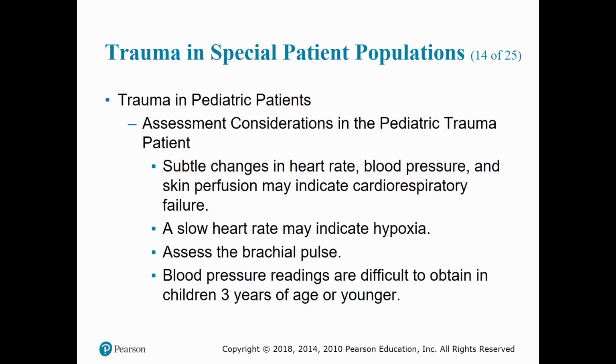The brachial pulse should be assessed in an infant less than 1 year of age. Because the myocardium is immature, the pediatric patient's ability to increase cardiac output depends primarily on raising the heart rate. Therefore, tachycardia is the earliest and most sensitive sign of hemorrhagic shock within the pediatric patient. If they have a slow heart rate, it may indicate hypoxia, so we need to provide a high concentration of oxygen to increase their oxygen saturation.